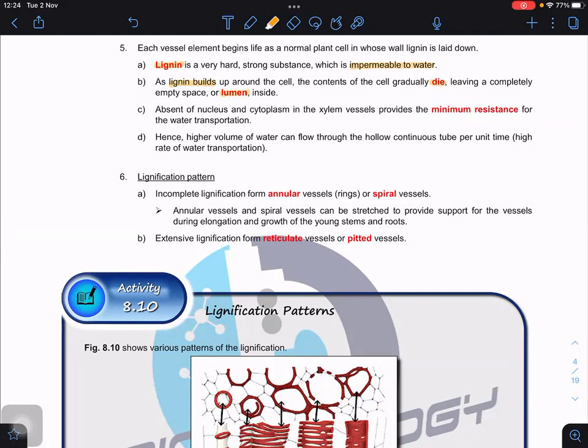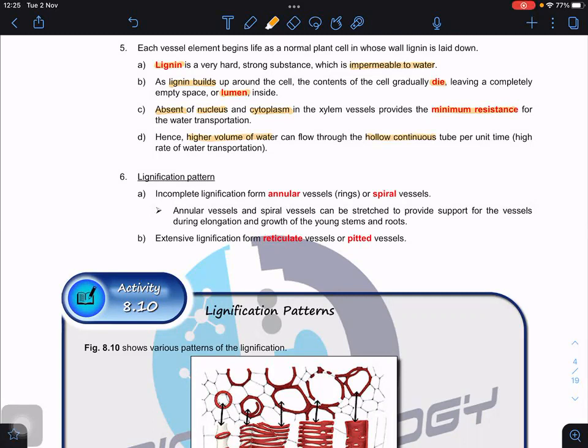So they don't have a nucleus, don't have cytoplasm, and therefore this minimizes the resistance for water transportation. Correct? If you want to transport water, you have to make sure that they are hollow. So a higher volume of water can flow through the hollow continuous tube per unit time.